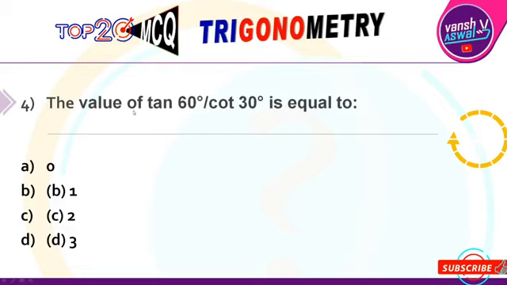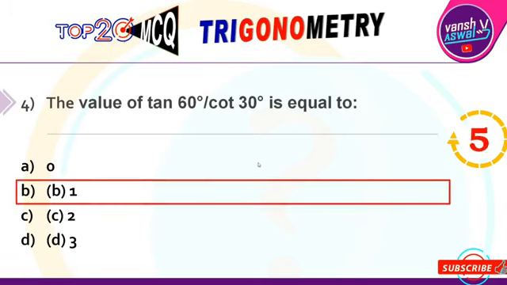Question number 4, the value of tan 60 degree divided by cot 30 degree is equal to. Answer is option B, 1.